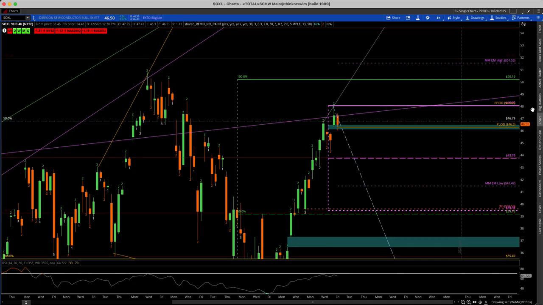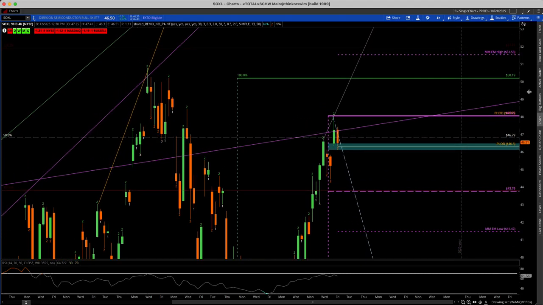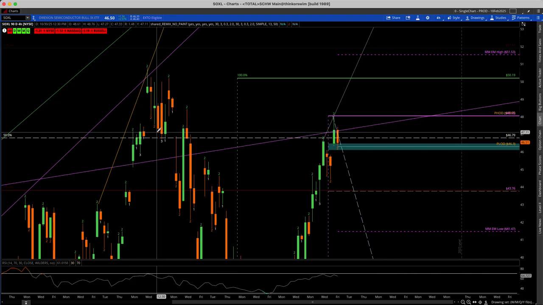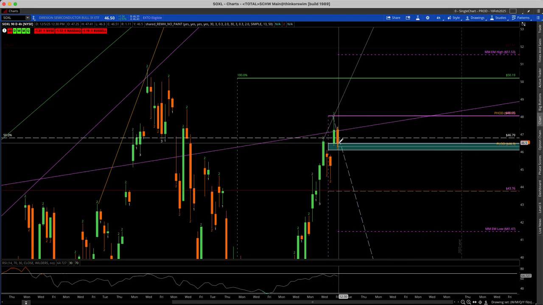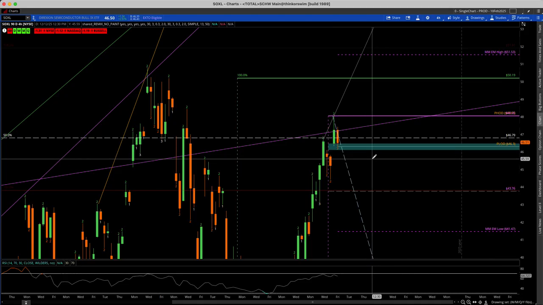Let's make things bigger for those on the phone, right? This 46.79 level, last year's 50% level, you can see again, we talked about how it's been resistance in the past, tried to find support here, but fell back through and was resistance. Looks like it's trying to be resistance again. So we do need to keep that in mind.